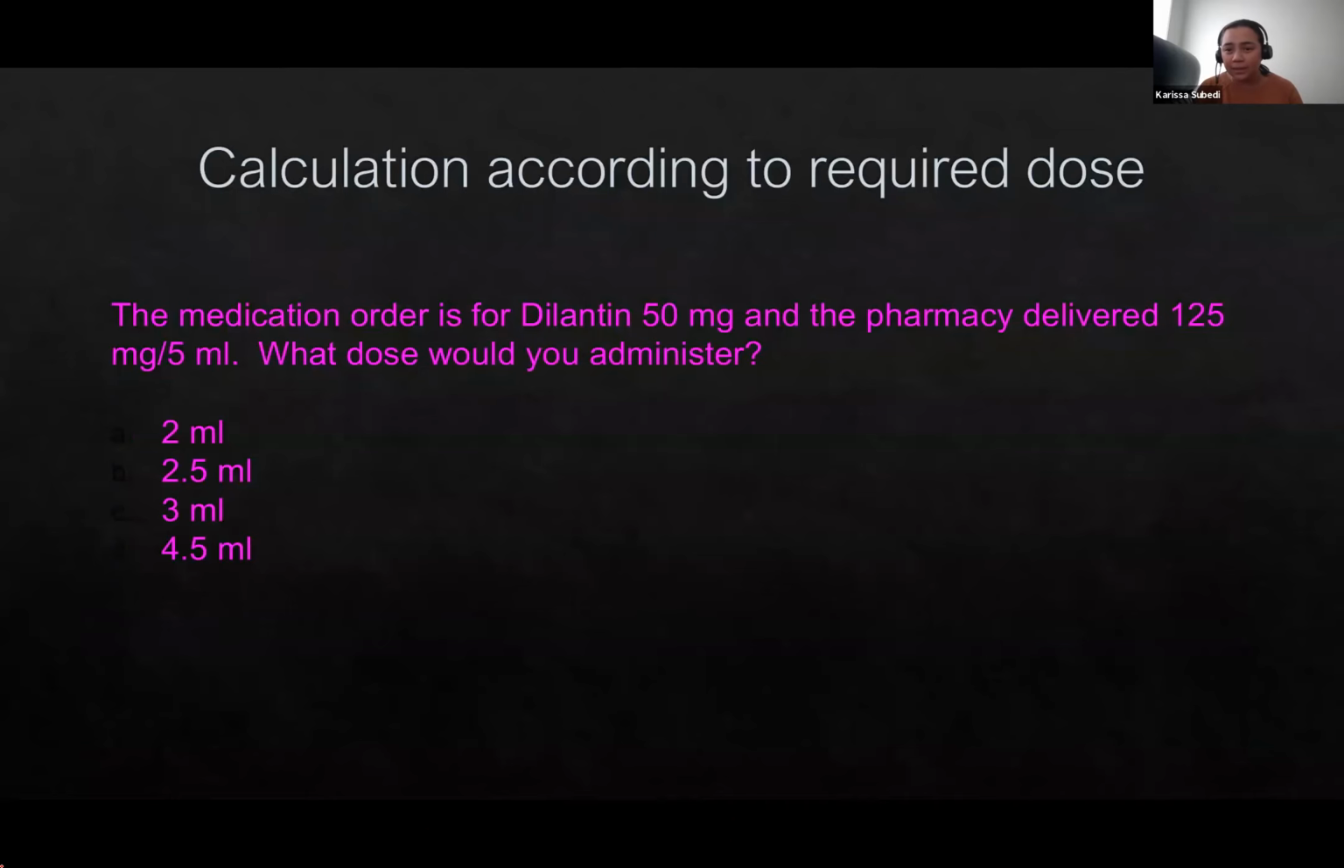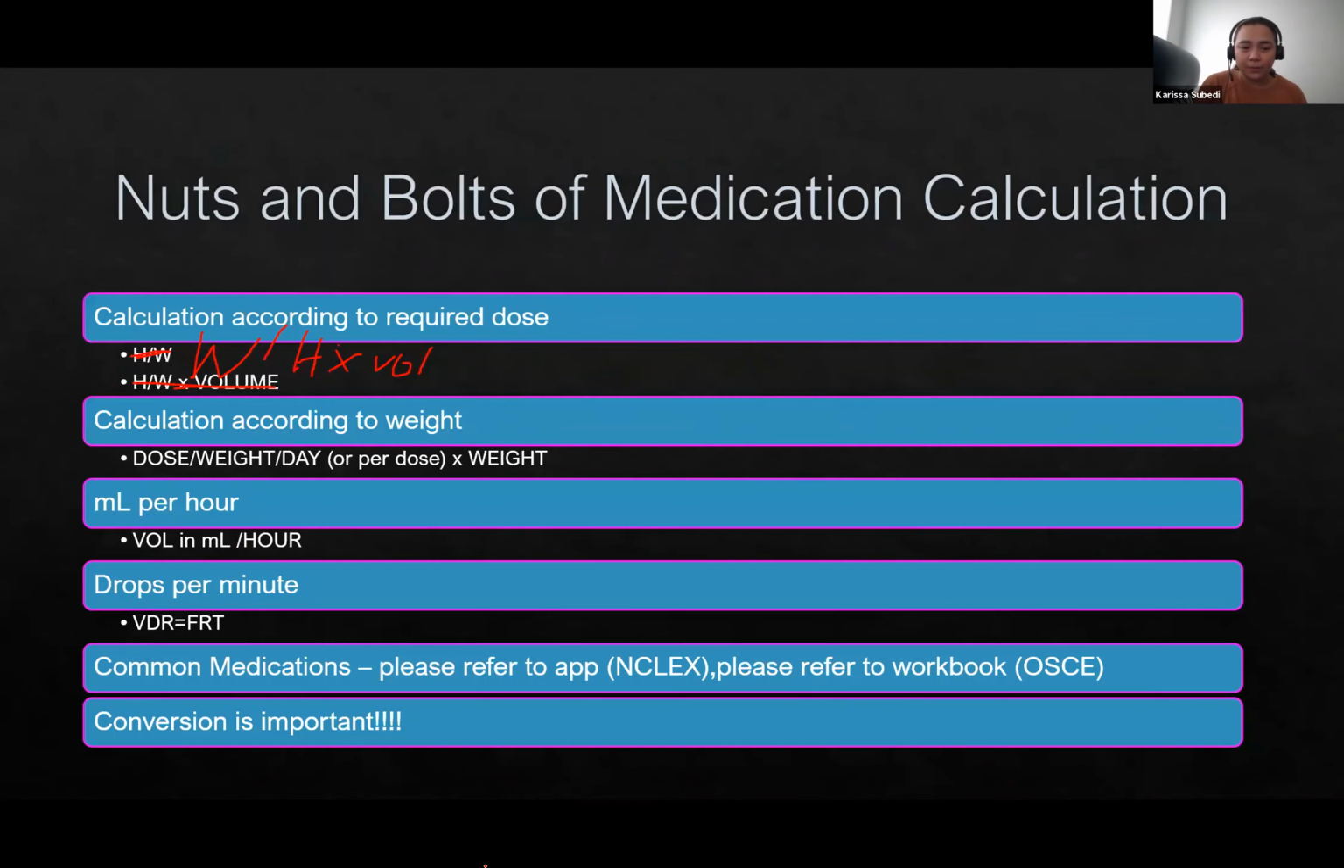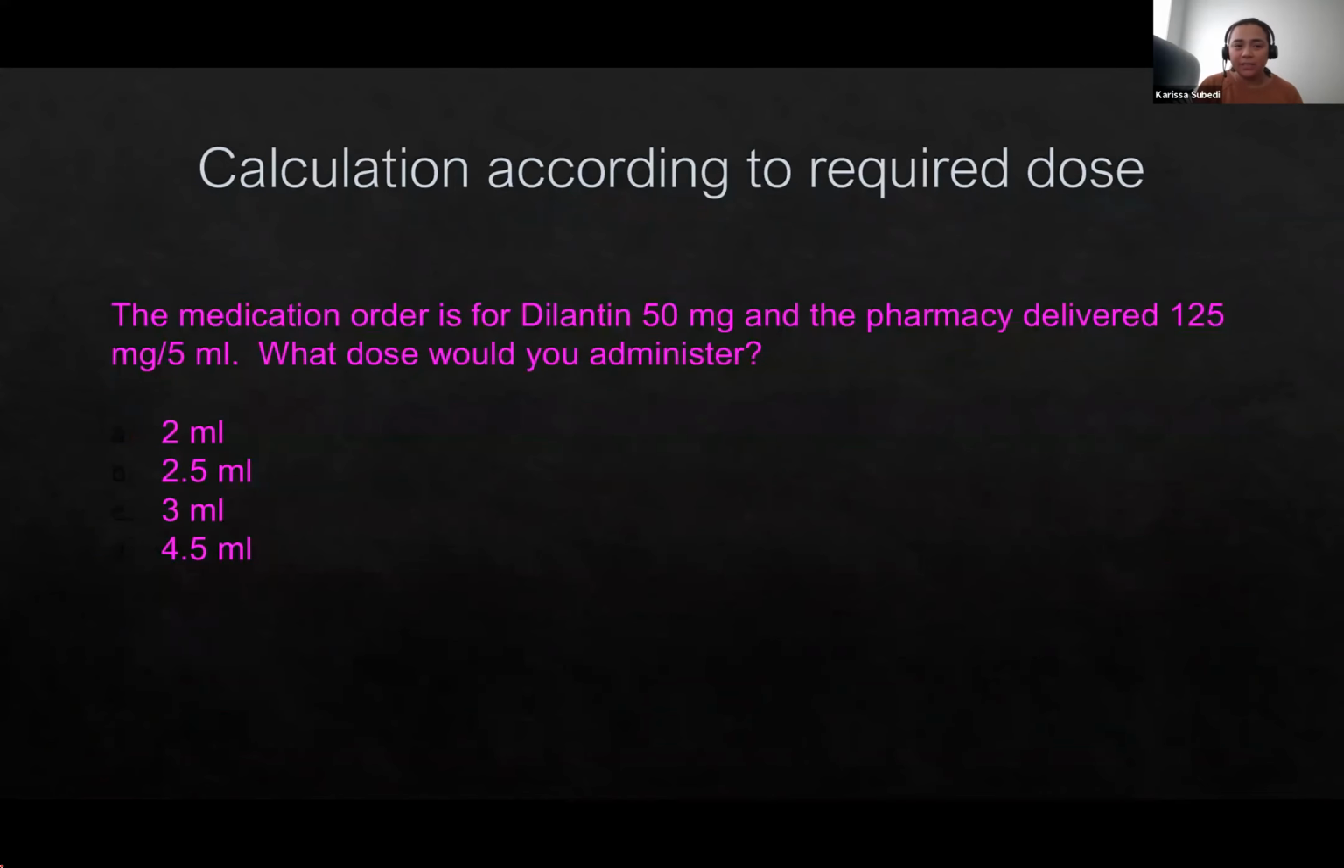Now let's look into this as an example. If you look into the last part, though, it says here that conversion is very important. So you have to make sure that your units of measurements match each other. So you need to make sure that you also convert prior to the computation. So let's look into this. The medication order is for Dilantin 50 milligrams, and the pharmacy delivered 125 milligrams in 5 mL. What dose would you administer?